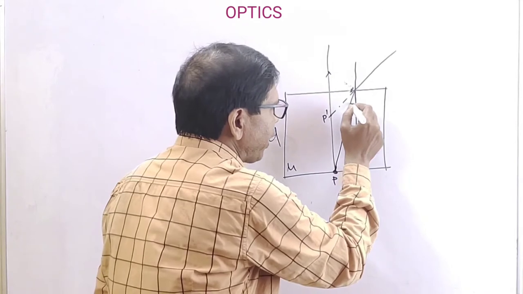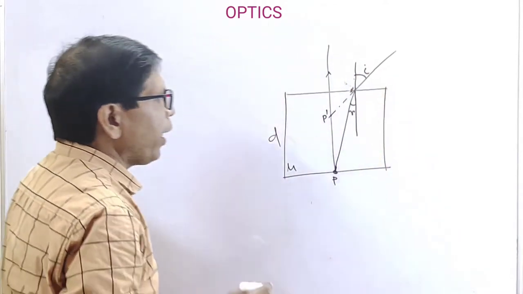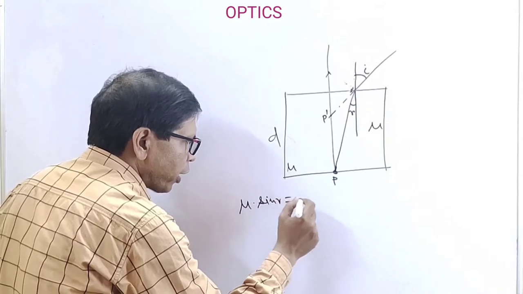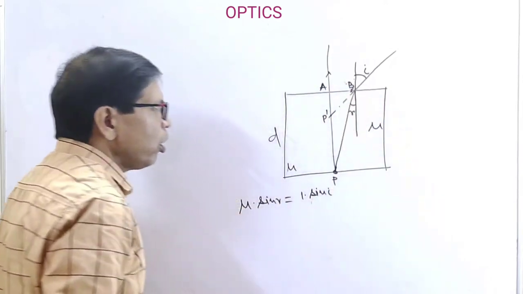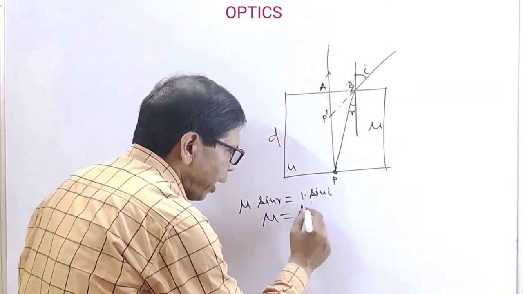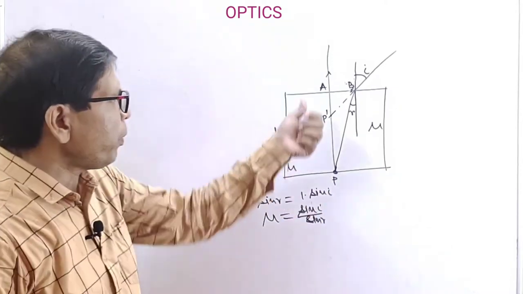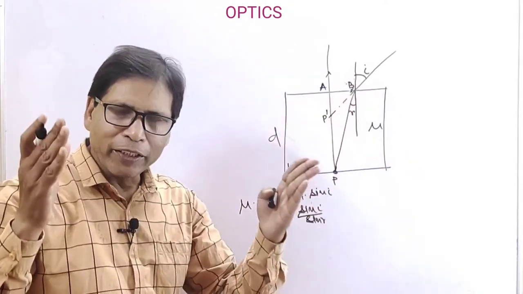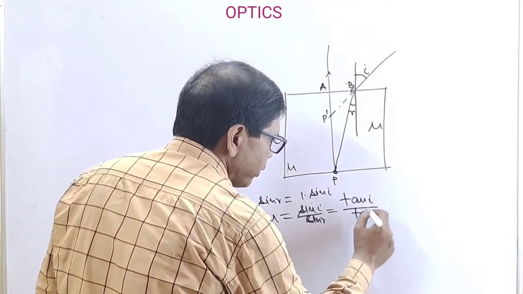Now, if this is the angle of incidence R and this is the angle of refraction I, then applying the generalized Snell's law, we know mu sin R equals 1 into sin I. Now suppose this is A and this is B. If A and B are very close to each other, then mu equals sin I by sin R. The angles I and R are very small, so we can write mu equals tan I divided by tan R.